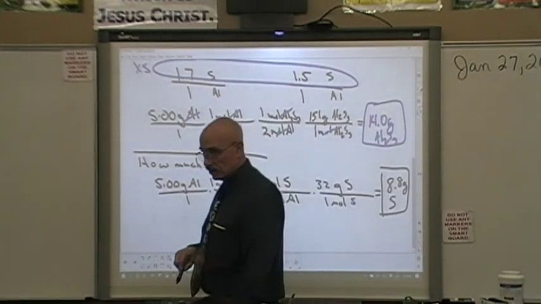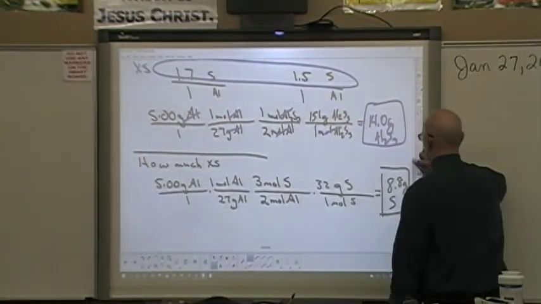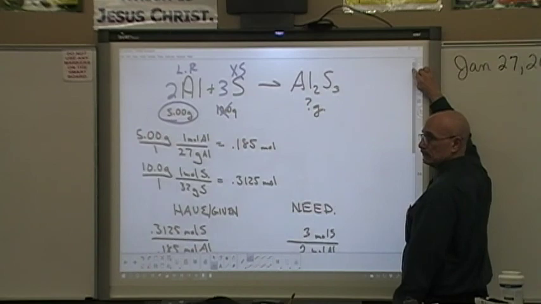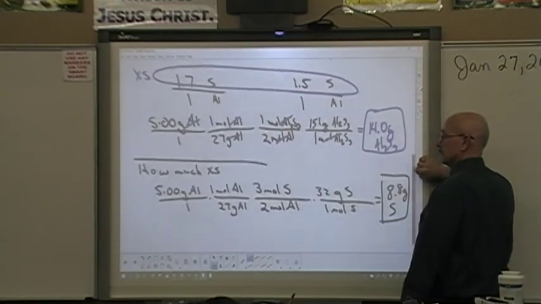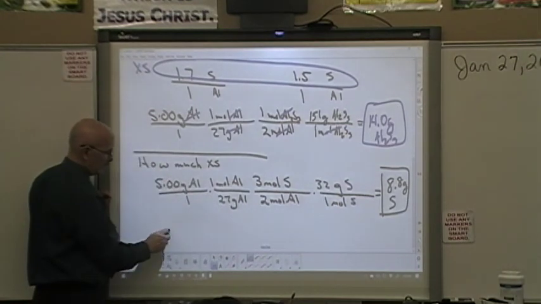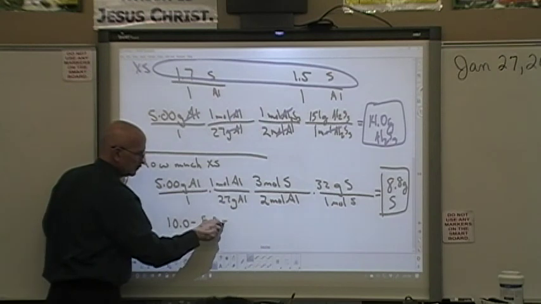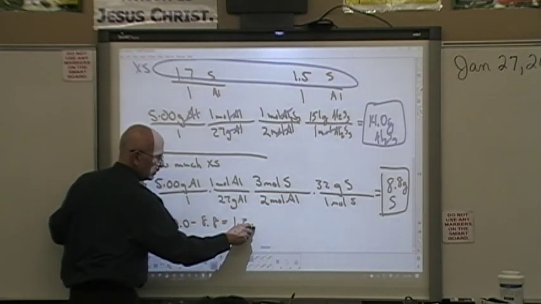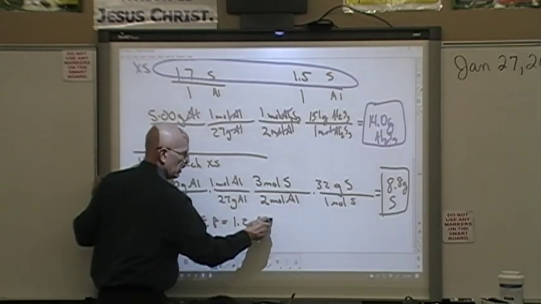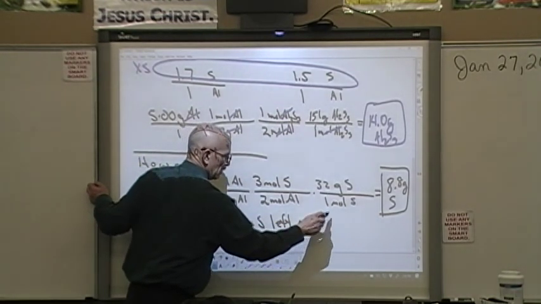That's not my answer. The question is, how much is left over? Well, how much did I start with? 10. So what's the answer? 10 minus 8.8. So the excess is going to be 10.0 minus 8.8 equals 1.2 grams of sulfur left over. 2 separate words on leftover, by the way.